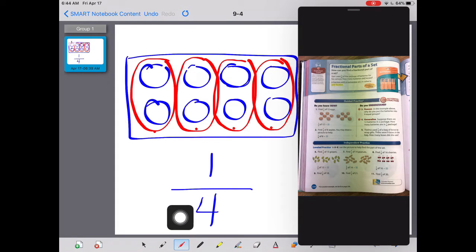But now we have to understand that we're talking groups or parts, and so if there's 4, we want to know what 1 group represents. 1 out of the 4. And when I look at my group, I've got 1, 2 batteries. So 1/4 of this set equals 2 batteries. And I've run out of room, so I'm just going to abbreviate.